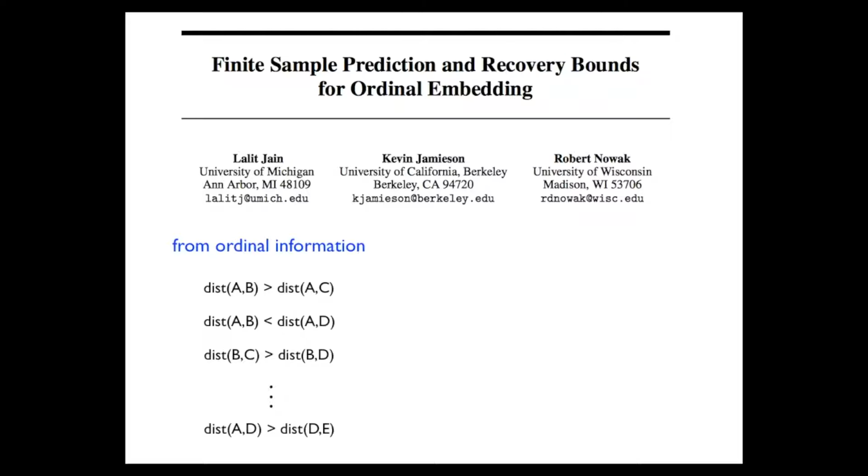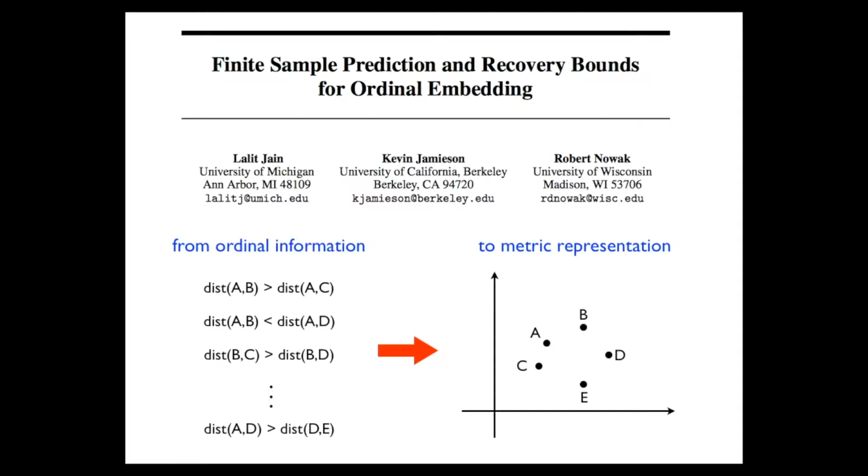Suppose we are given a set of constraints in the form of distance comparisons between a set of items. For example, for a set of items A, B, C, D, and E, we are given comparisons like the distance between A and B is greater than the distance between A and C. The goal is to find an embedding of items in a low-dimensional Euclidean space such that the distances between points in the embedding agree as well as possible with the given constraints.